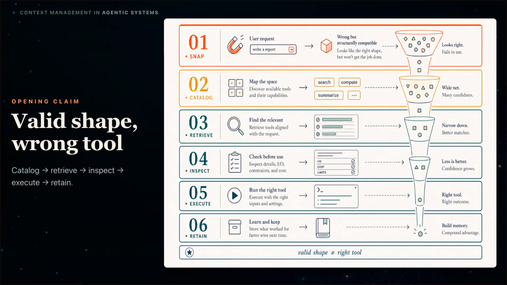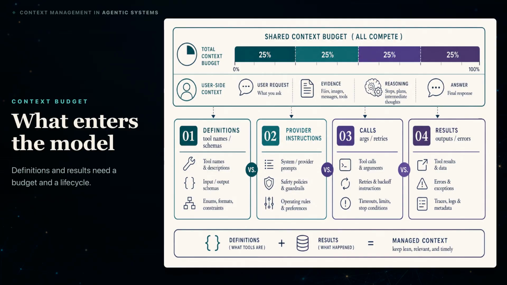I'm Mehrdad. In this video, I'll show you a 5-stage architecture for managing tool context: catalog, retrieve, inspect, execute, and retain. A tool list is not free configuration beside the prompt.